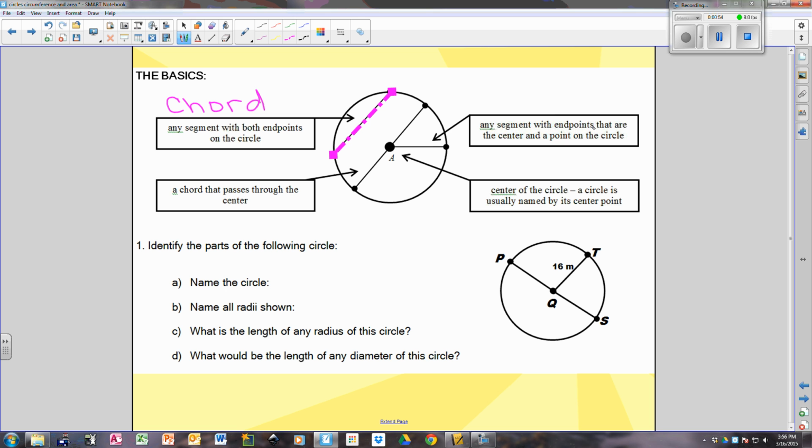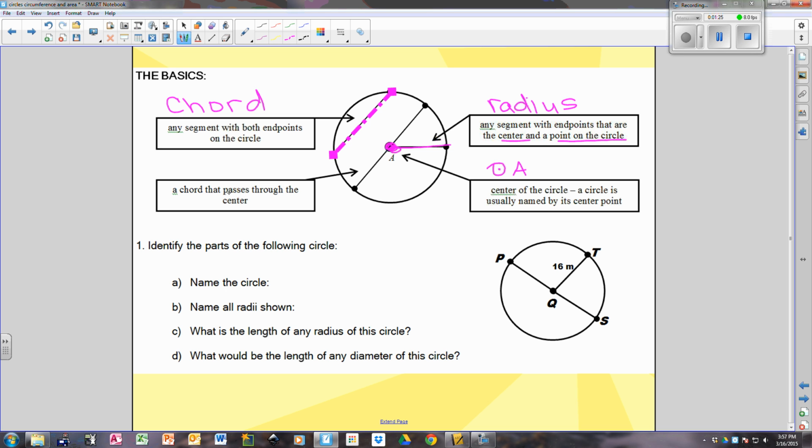Then we have any segment with endpoints that are the center and a point on the circle. So now we're going from the center to the point on the circle. This is your radius. The center of the circle. A circle is usually named by the center point. So if this is the center, then this would be known as circle A, because it's named by the center.